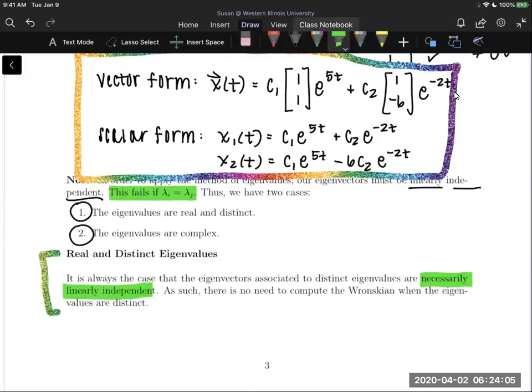So in this case, I'm not proving this, I'm stating this as fact. If ever you're working these eigenvalue problems and you get real and distinct eigenvalues, I just want you to note, just literally write one sentence: real and distinct eigenvalues, so the eigenvectors are linearly independent. And you do not need to then check the Wronskian. As long as you just state that sentence, you can skip the Wronskian and just jump straight to your general solution.